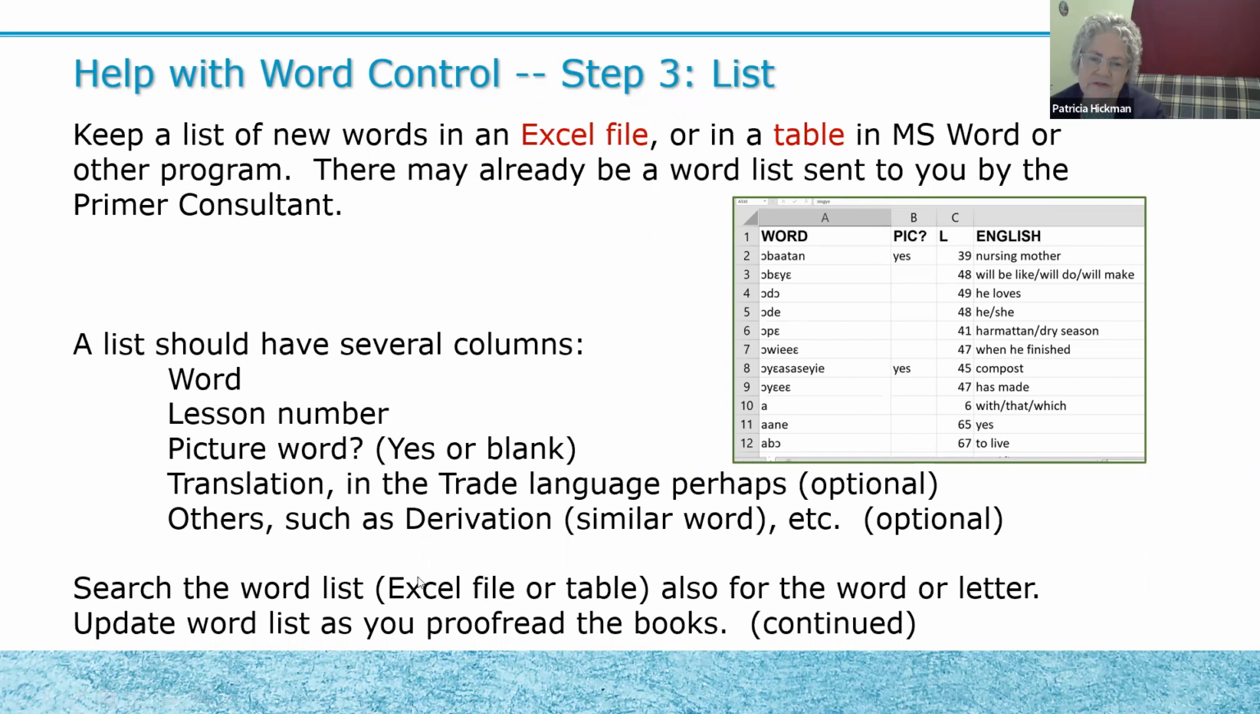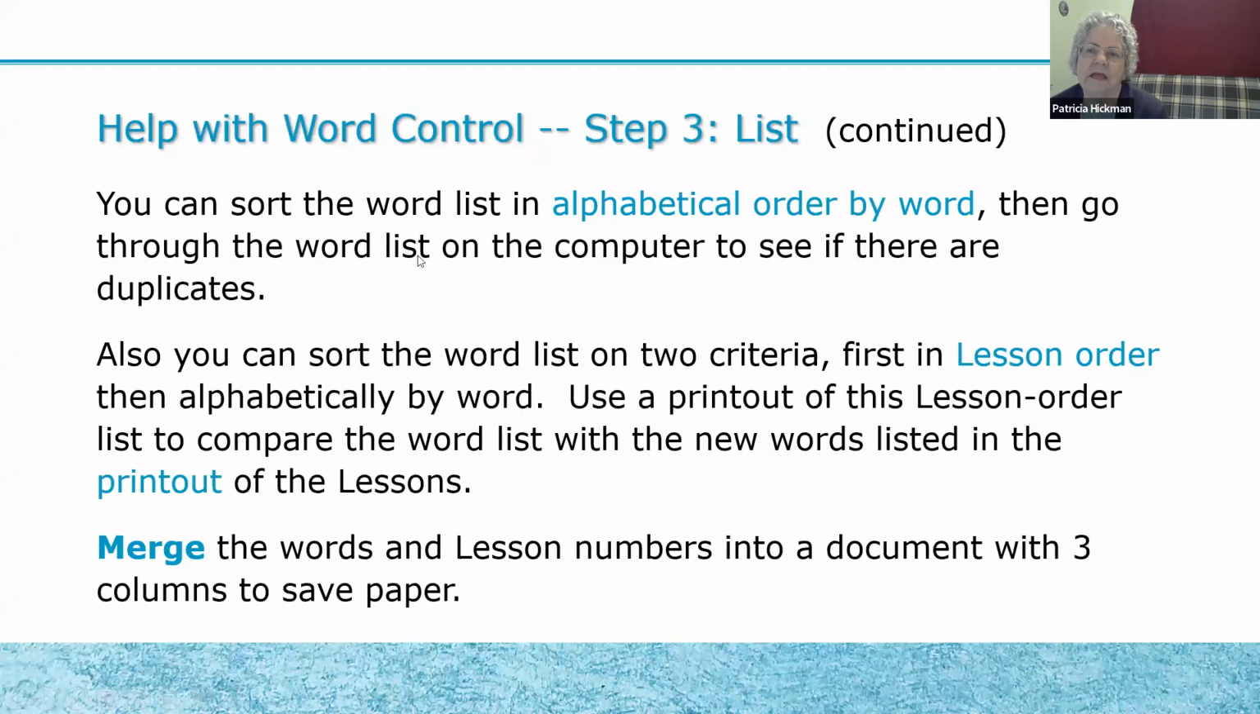You can also search the word list, we've already said that, and update the word list as you're proofreading the books. Help with word control, more about a list. You can sort the word list in different orders. That would help. If you have the word list or the Excel file in alphabetical order by the word, you can go through on the computer, go through the word list, see if there's any duplicate words. They'll just be under each other.